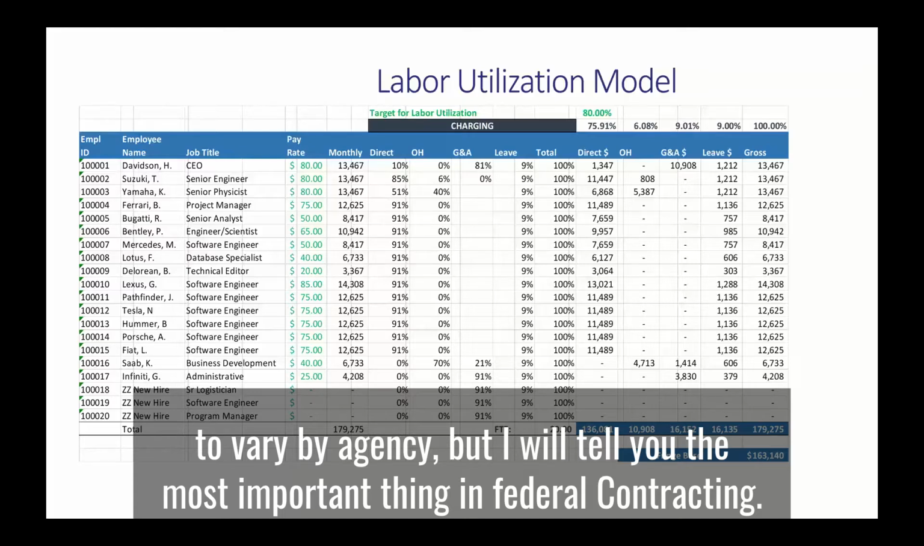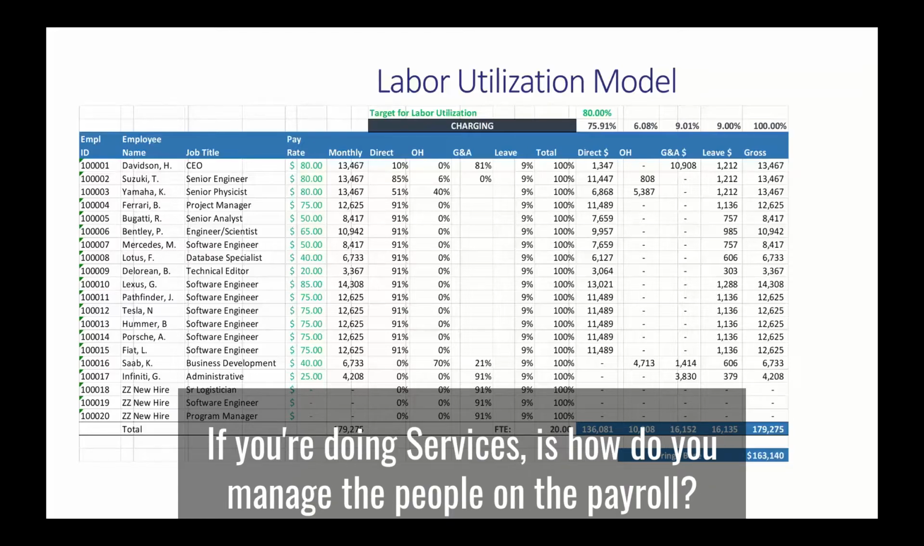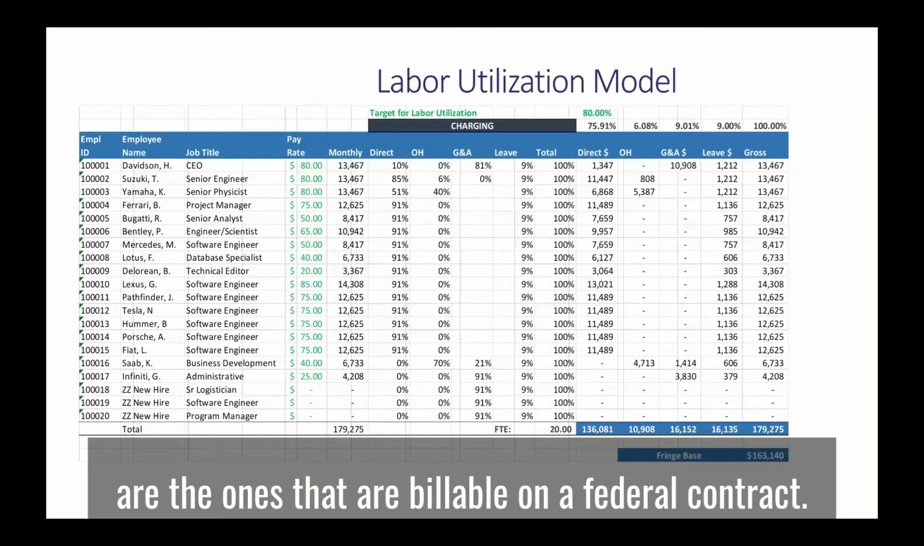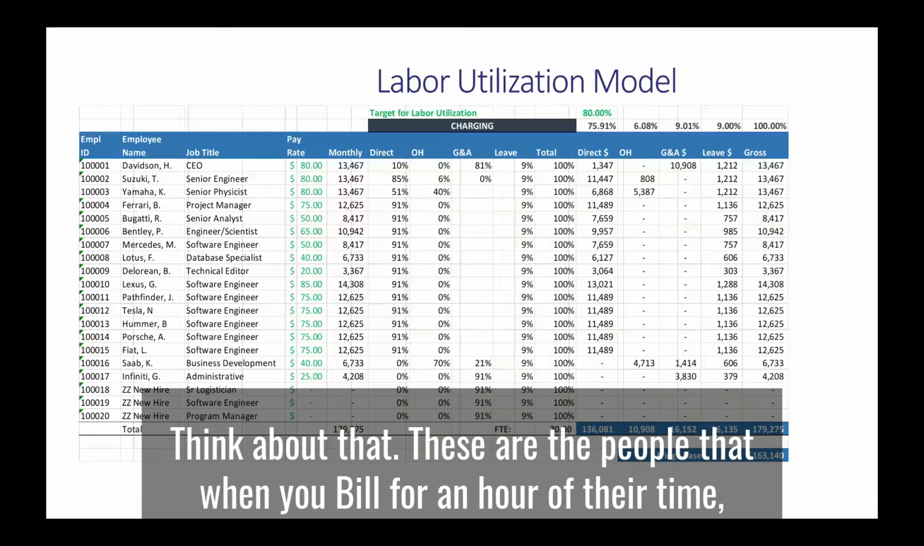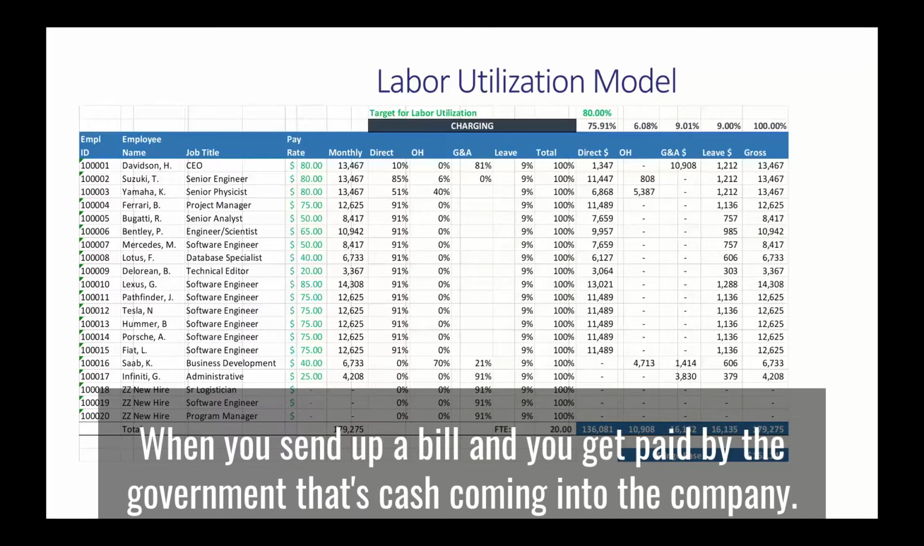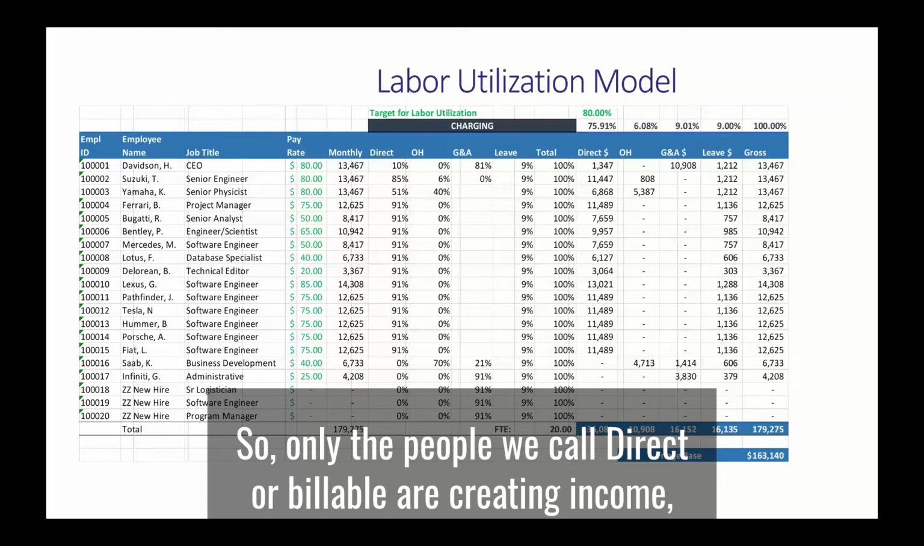But I will tell you, the most important thing in federal contracting, if you're doing services, is how do you manage the people on the payroll? Here's what I mean by that. The people you consider direct employees are the ones that are billable on a federal contract. Think about that. These are the people that when you bill for an hour of their time, it generates revenue coming back to the company, that when you send out the bill and you get paid by the government, that's cash coming into the company. So only the people we call direct or billable are creating income, right?